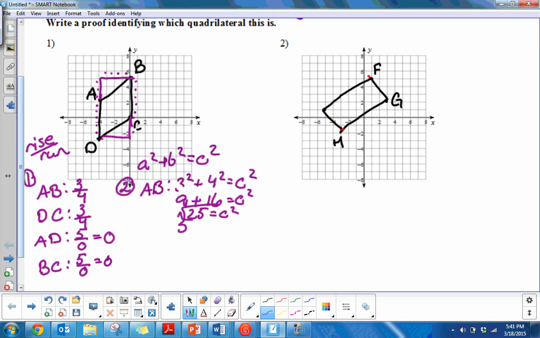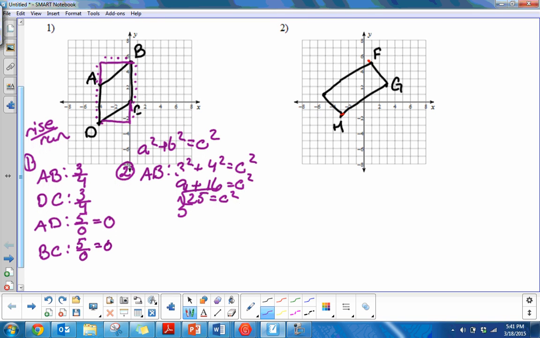Now we also know that we don't have to do this math again. With AB, we had 3 and 4. With DC, we're going to have 3 and 4. So we're not going to do the math again. We're just going to say DC is 5 as well. And the same goes for AD. The length of AD, when we counted it, was just 5. We didn't have to do the Pythagorean theorem on it. So AB is 5, DC is 5, AD is 5, and BC is 5 as well.